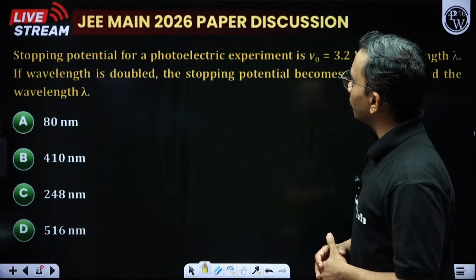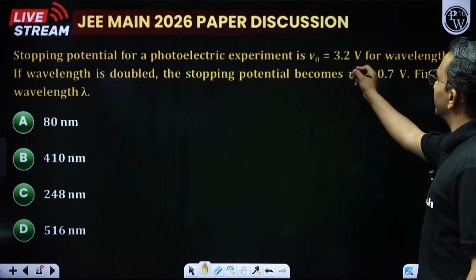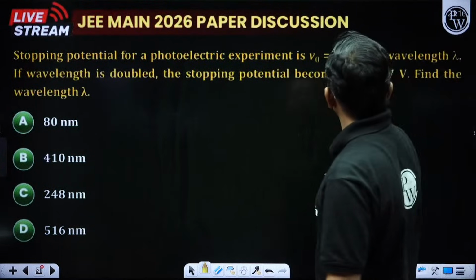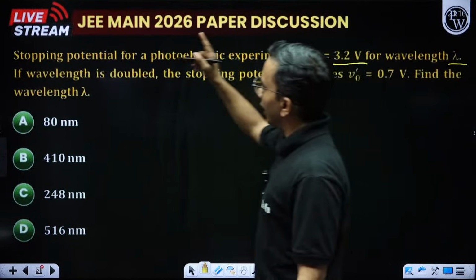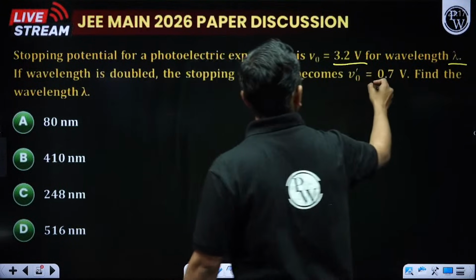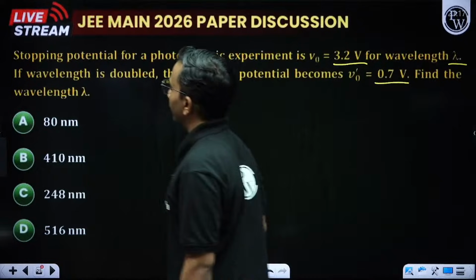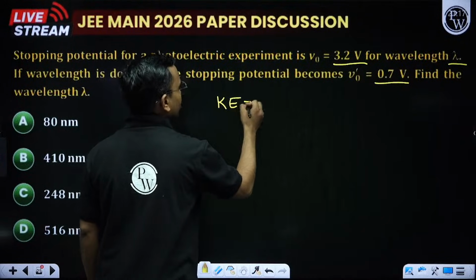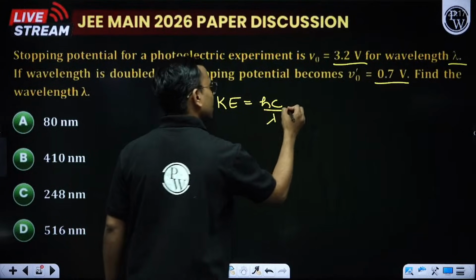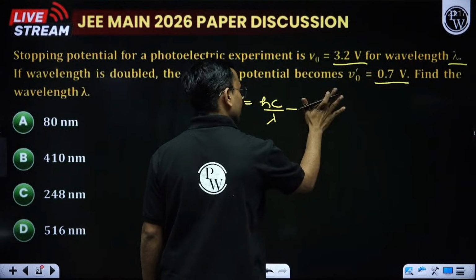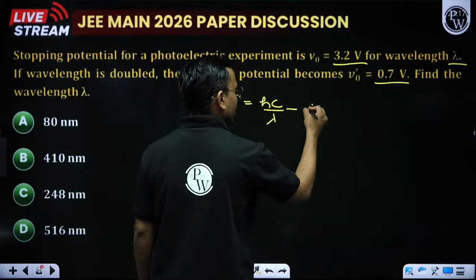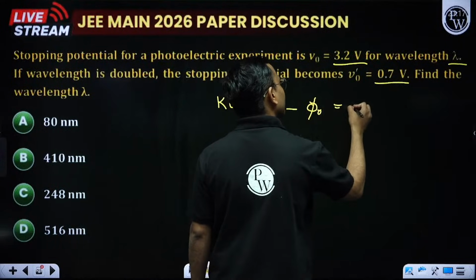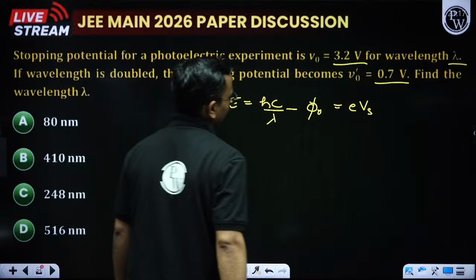Next question: the stopping potential of a photoelectric experiment is 3.2 volt for wavelength lambda. If the wavelength is doubled, the stopping potential becomes 0.7 volt. Find the value of the wavelength. How do we write stopping potential? Now we know the kinetic energy is equal to the energy of the photon minus the work function. What is the work function? Phi naught, let us take, and this is equal to e into the stopping potential. This is how we write.